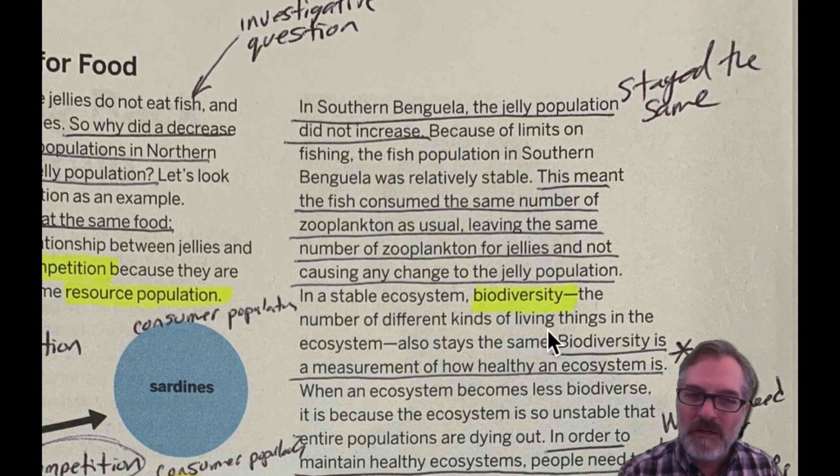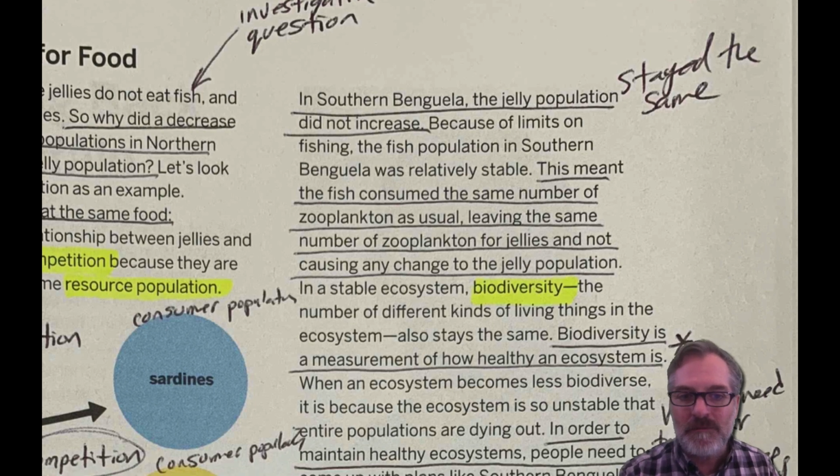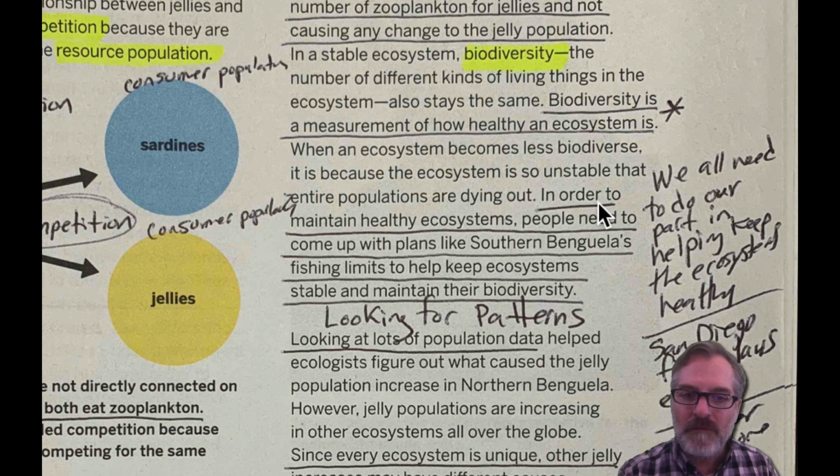Okay, so biodiversity is kind of a new vocabulary word in there. It's just a measurement. Biodiversity is how many living things are living in that area. Biodiversity is also a measurement of how healthy an ecosystem is. We all need to do our part in helping the ecosystem. In order to maintain healthy ecosystems, people need to come up with plans like southern Bangla's fishing limits to keep the ecosystem stable and maintain the biodiversity.